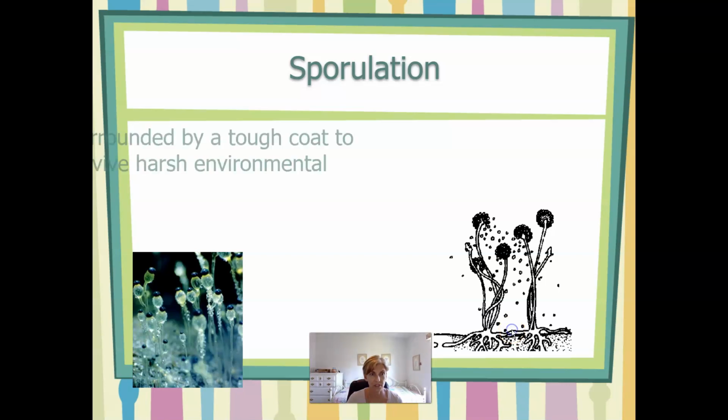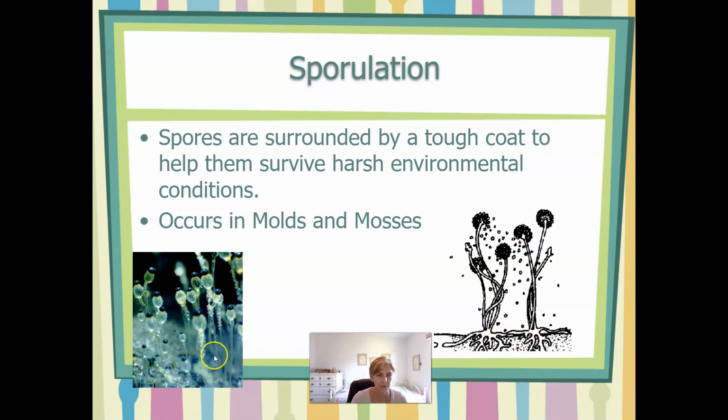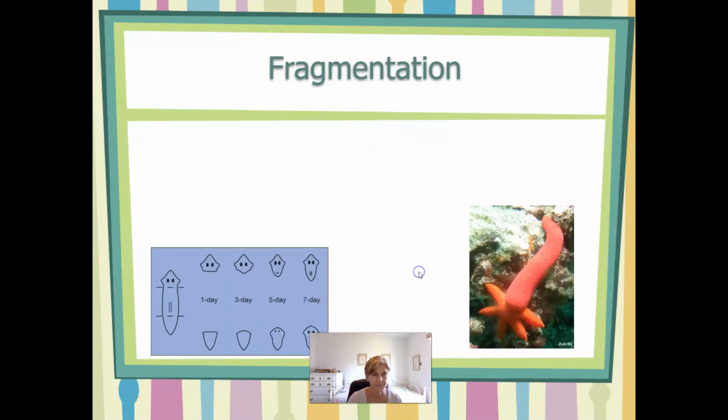Sporulation: spores are surrounded by a tough coat. They're kind of like a seed in that they have that coat around them. That coat is protecting them from harsh environmental conditions. And when conditions are right, that coat will open up and begin the process. So this occurs in molds. Here, this is a bread mold, and mosses. So we know where it's nice and moist and dark out in the woods, we have lots of mosses, and you can see the spores here and the spores here.